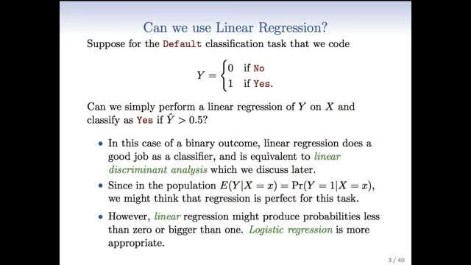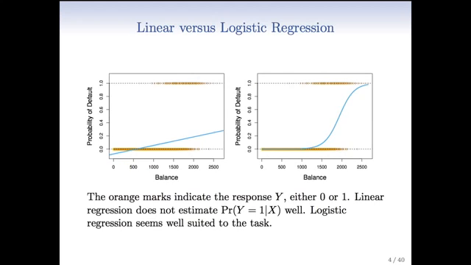What we're going to see, however, is that linear regression might actually produce probabilities that could be less than 0 or even bigger than 1. And for this reason, we're going to introduce you to logistic regression, which is more appropriate. And here's a little picture that illustrates it. Here we've got our balance variable.